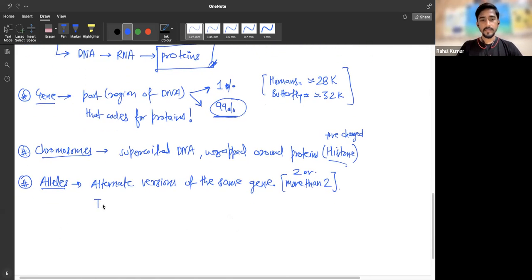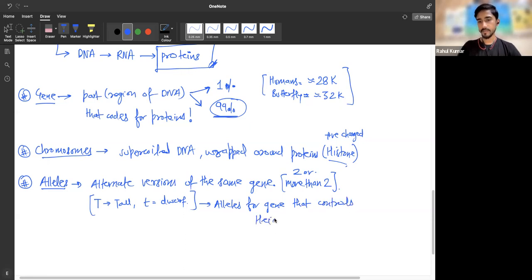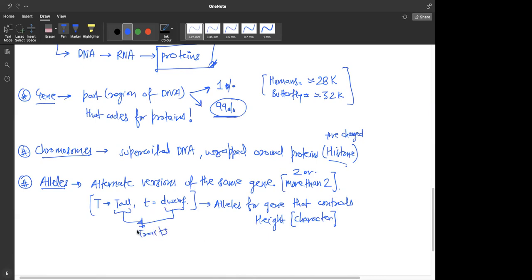So for example, capital T is a dominant form of allele which gives rise to tallness, and small t is a recessive form of the allele which gives rise to dwarfness, like we studied above. But both of these are alleles for the gene that controls height, right? And height is a character. Then these two become traits. Is it clear, everyone? All the words are clear to you? Yes, sir. These become traits.